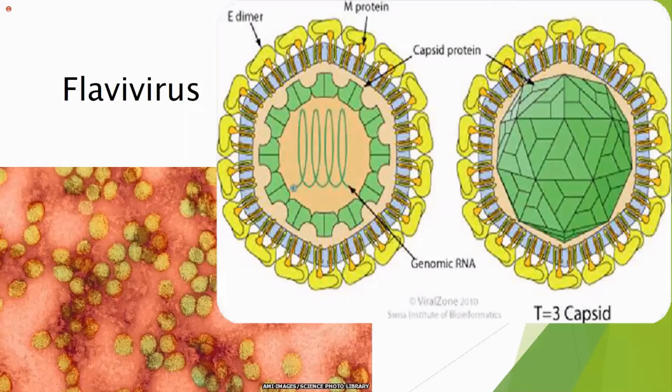This is a picture showing the flavivirus, in which you can see the outer envelope, and there is an E dimer, then there is an M protein and capsid protein, and then there is the genomic RNA.